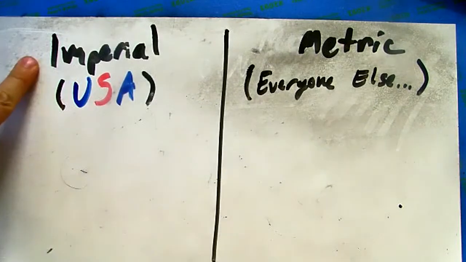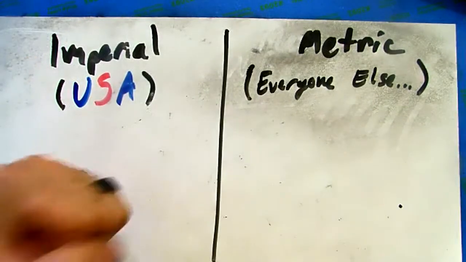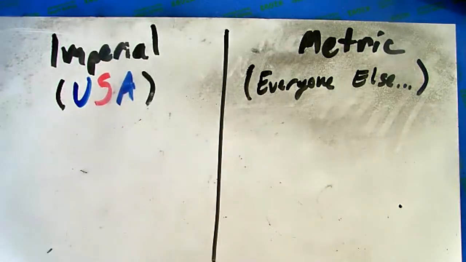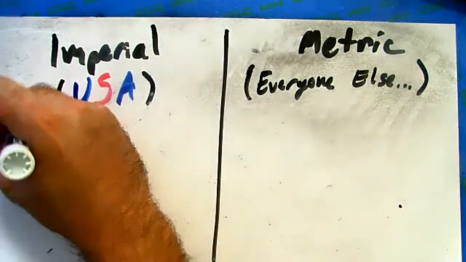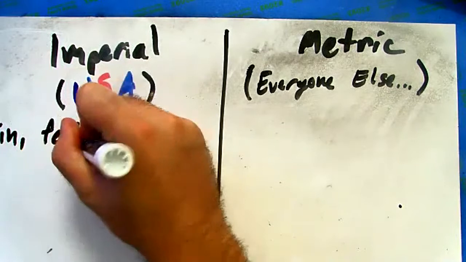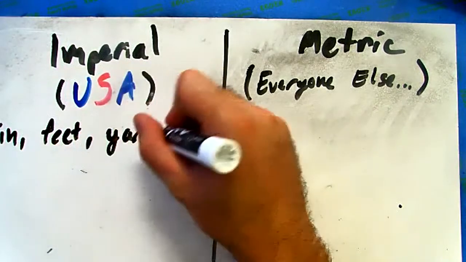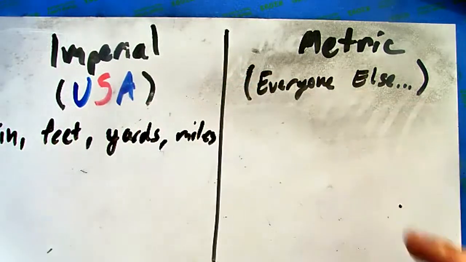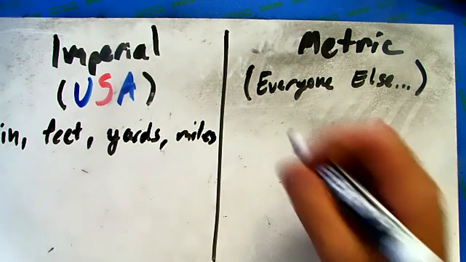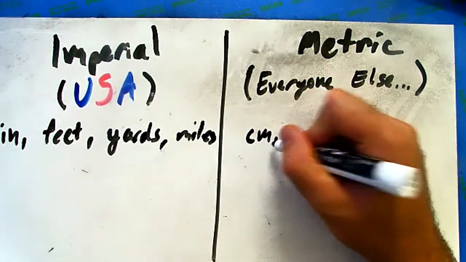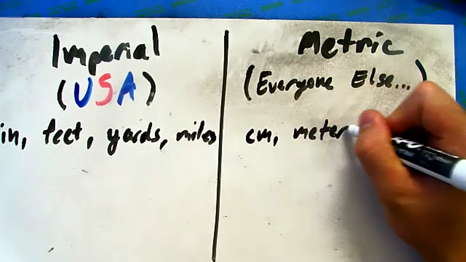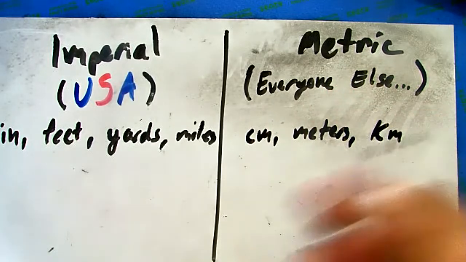We have two different measurement systems on most rulers. We have the imperial system, which is used in the USA. We're the only one who uses the imperial system. We think we're star spangled awesome because of it, but actually we should just join the rest of the party for the rest of the world. The imperial system uses things like inches, feet, yards, and miles to talk about distance. Everyone else uses things like centimeters, meters, and kilometers. They also use millimeters for the really tiny stuff.